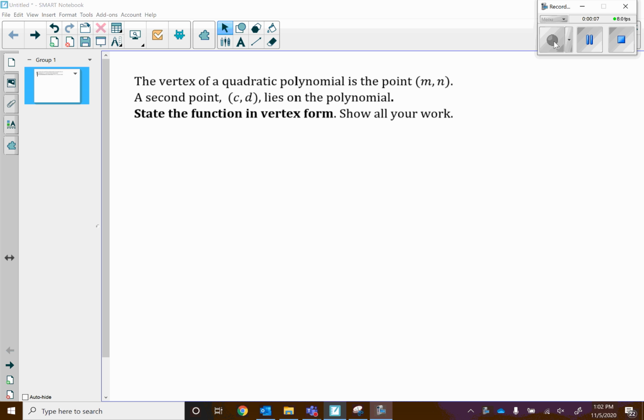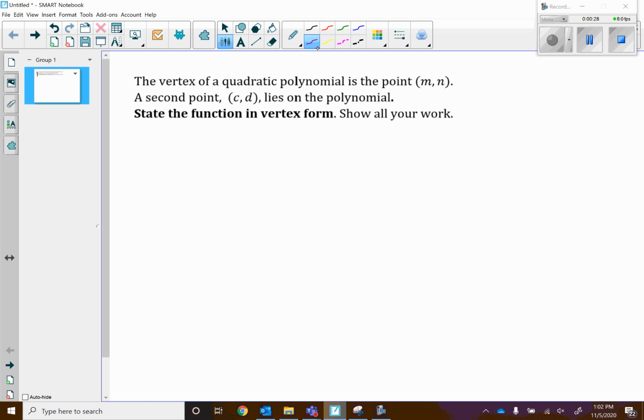I would say there were like three students who got this one correct and everyone else not quite. So it's probably a good one to look over. It says the vertex of the quadratic polynomial is the point (m, n), and there is another point, (c, d), that lies on this polynomial. State the function in vertex form, show all your work.